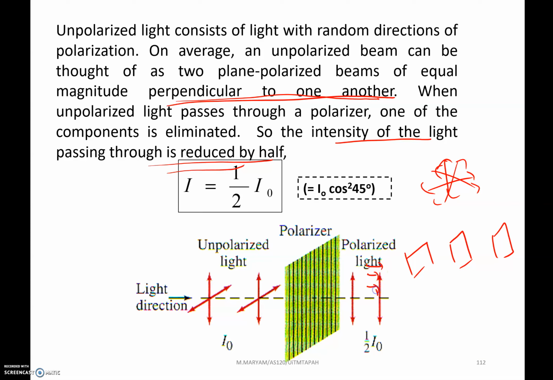For example, with three polarizers, always put the light here. Once it passes through the first polarizer, let's say this is my I0, this is my I1, I2 and I3. So the light at I1 should always be half of I0, which is the initial intensity.